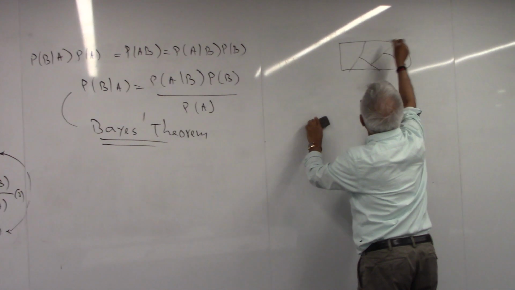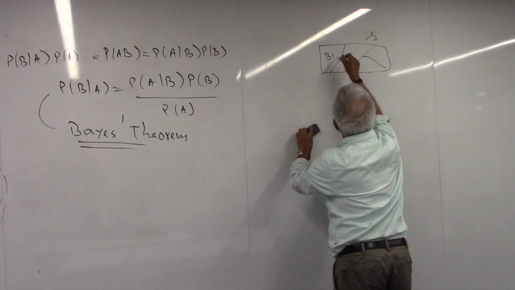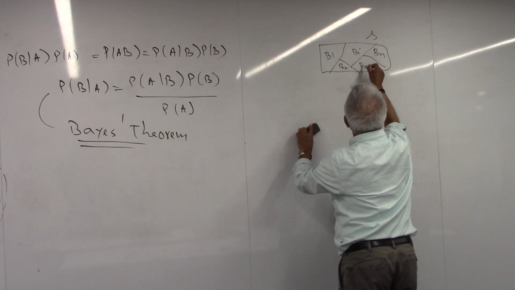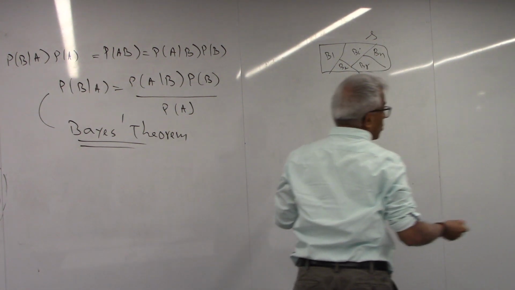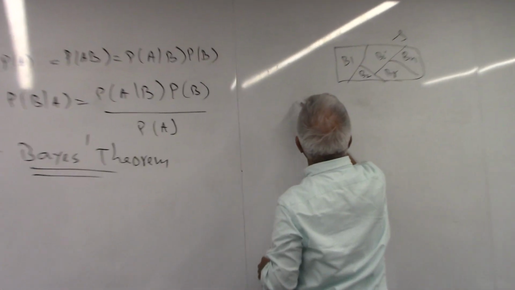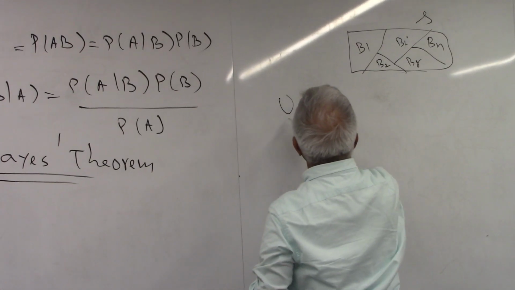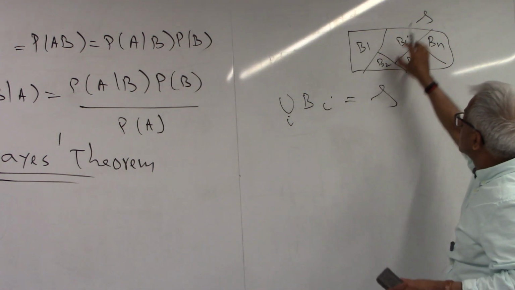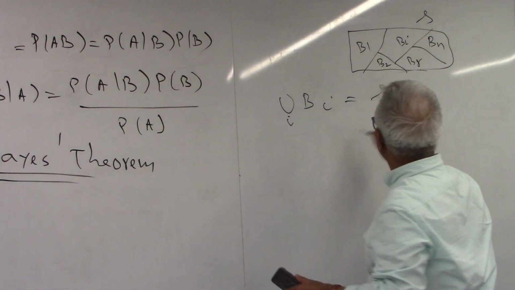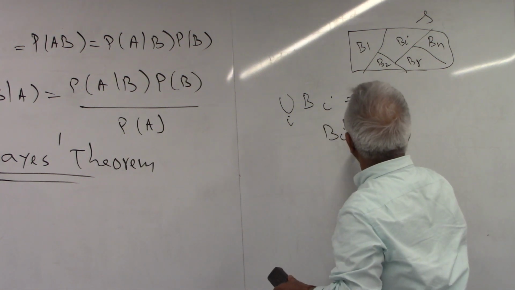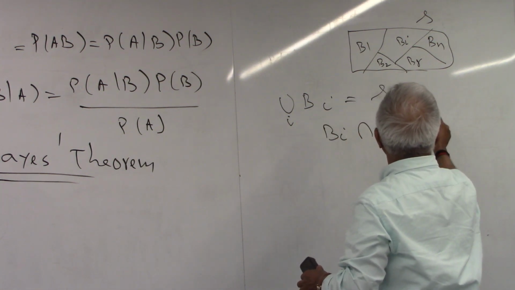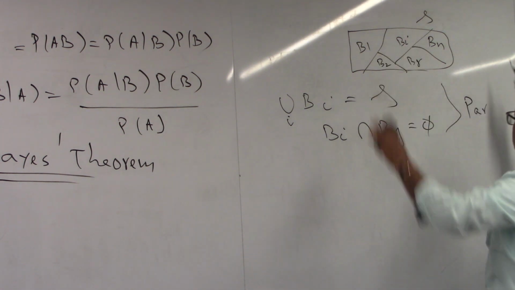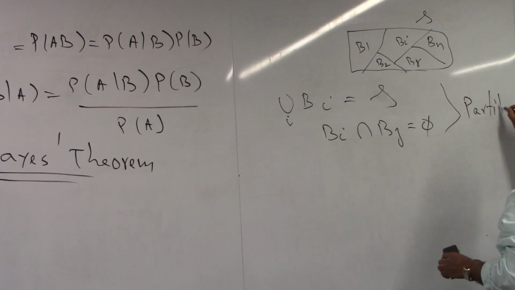Suppose I represent the whole set in this manner. What you can see is that the whole set is represented as the union of a bunch of sets. Interestingly, these sets, as I have drawn, have nothing in common, so Bi intersection Bj is empty. This is known as a partition, because we are partitioning the whole space into non-overlapping parts.